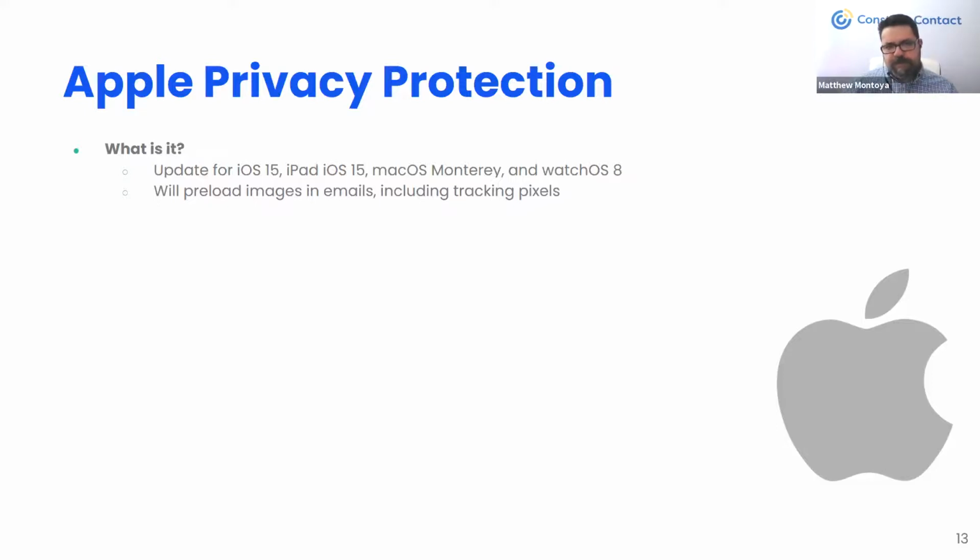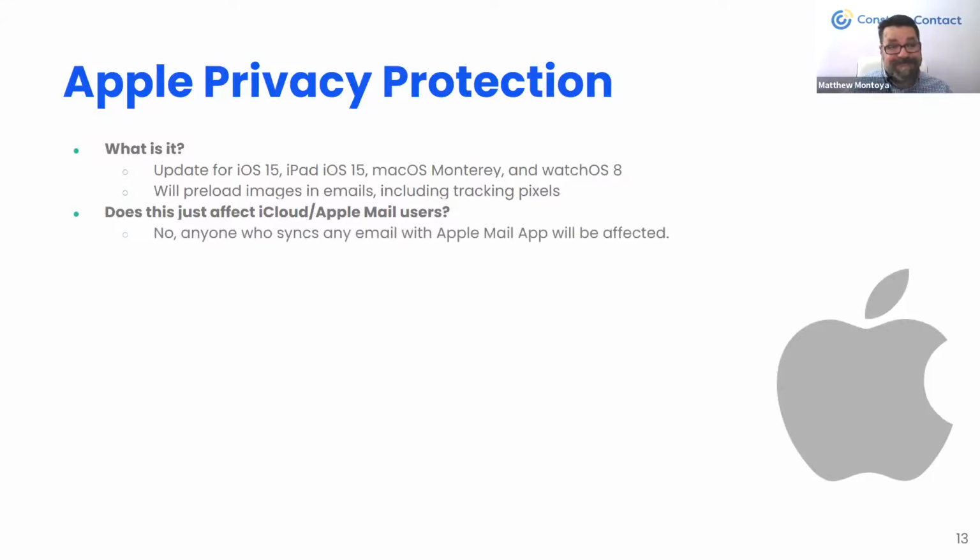Well, what Apple is doing is pre-fetching images. The moment that an email lands in the inbox, it's loading the images behind the scenes. It's putting them in a cache so that they're ready to be seen immediately. The problem is that if they're preloading the images without somebody actually opening the email, that counts as an open, whether they opened it or not. Does this just affect iCloud and Apple Mail users? No. Anybody that's using the Mail app is going to be affected.